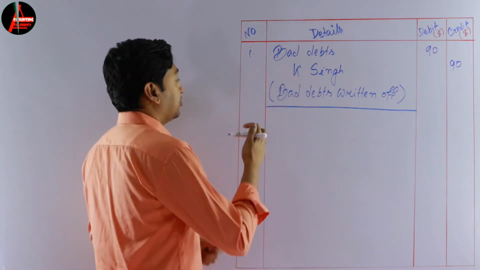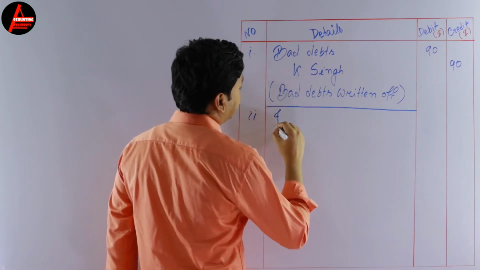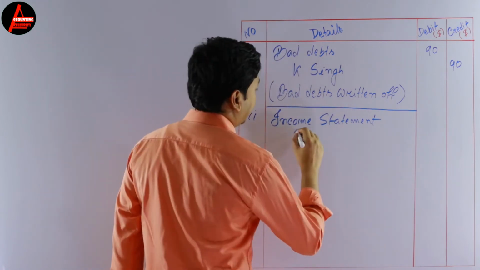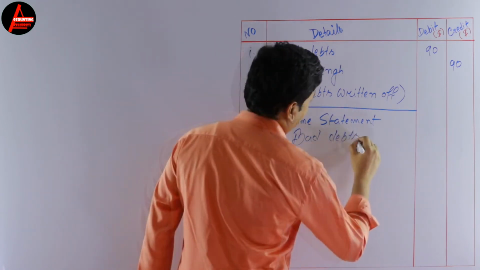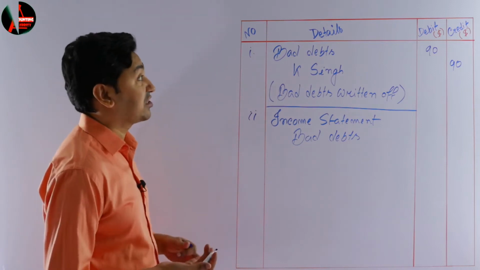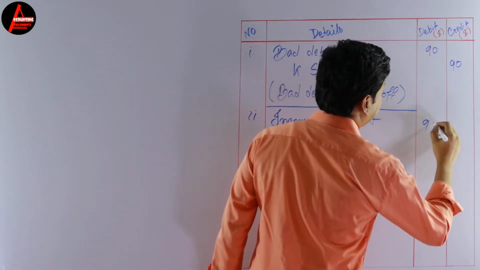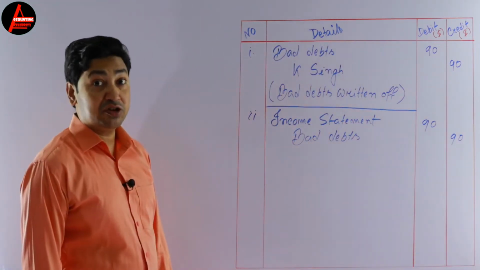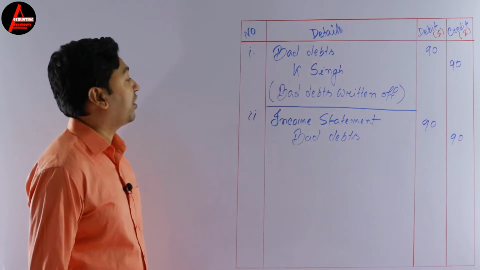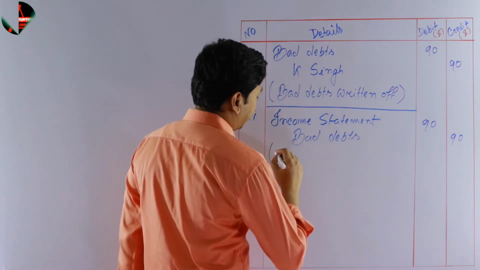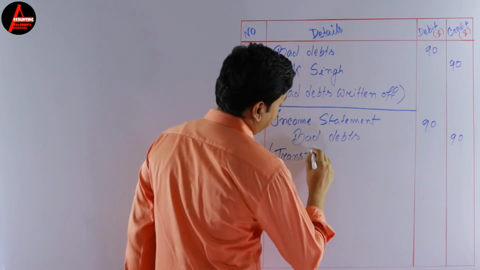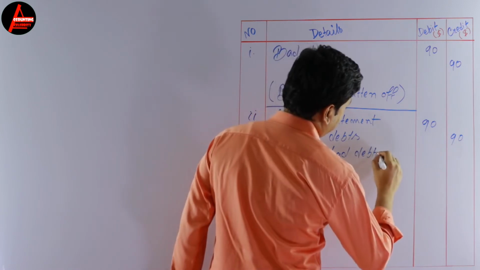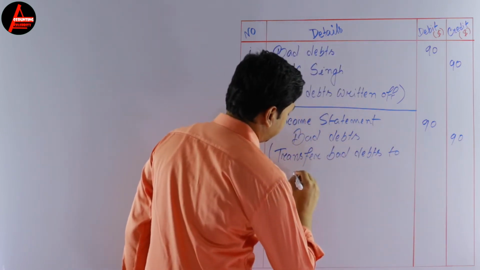So let us write number 2, debit the income statement, and bad debt will be credited. So what is the value? It is the same amount. This $90 will be transferred to the income statement. Very simple. Now we need to write a short narrative here. So what can we write here? We can write the same thing, transfer bad debts to income statement.